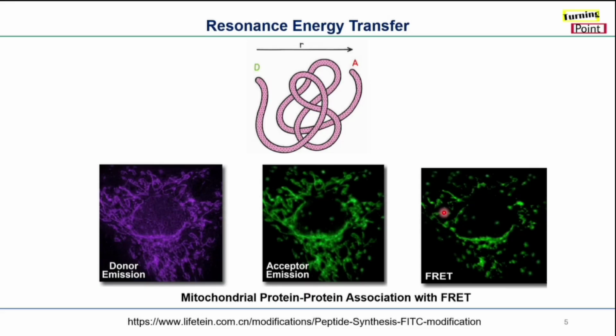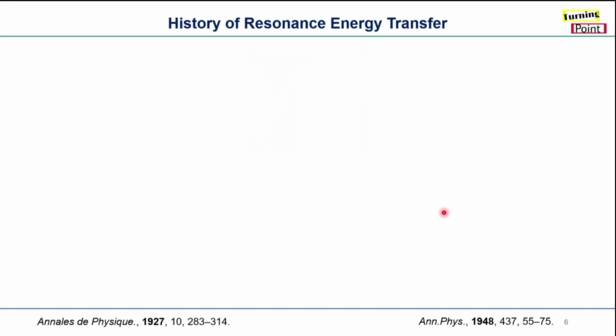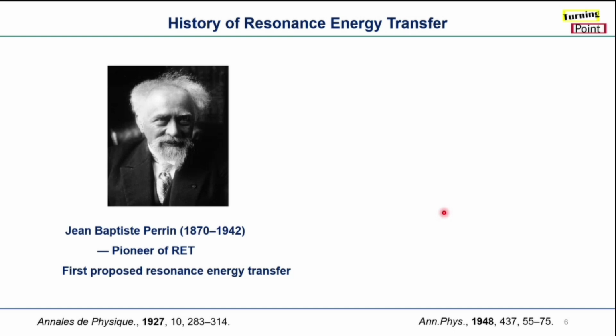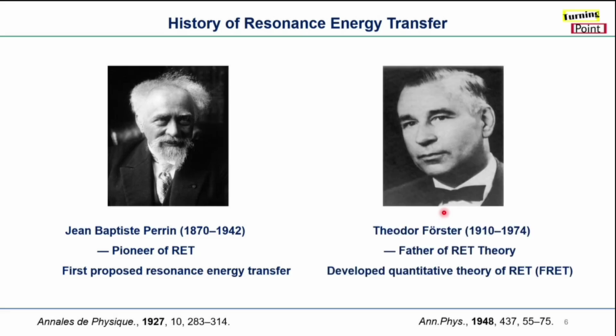To better understand this phenomenon, let's look at the history of resonance energy transfer. The earliest concept was proposed by Professor Perrin, who suggested that energy transfers non-radiatively from a donor to an acceptor molecule. Later, Professor Förster developed a quantitative theory to explain this phenomenon, and he demonstrated that the efficiency of energy transfer depends very strongly on the distance between the donor and the acceptor molecule. Because of this fundamental contribution, he is well known as the father of resonance energy theory, often called FRET.